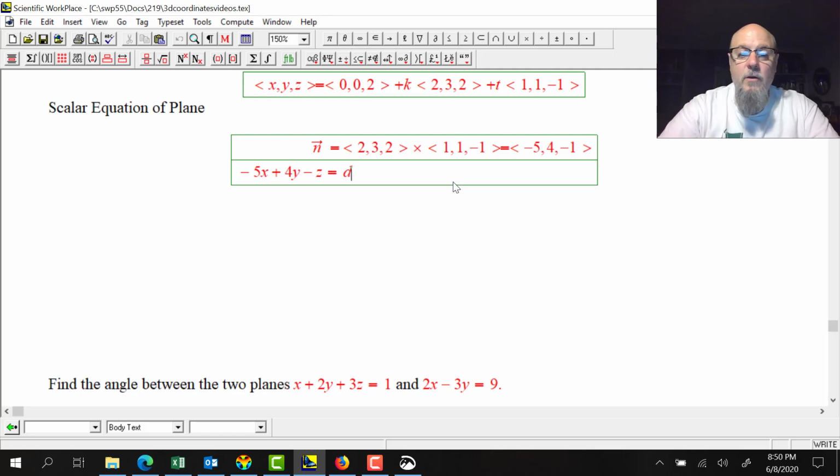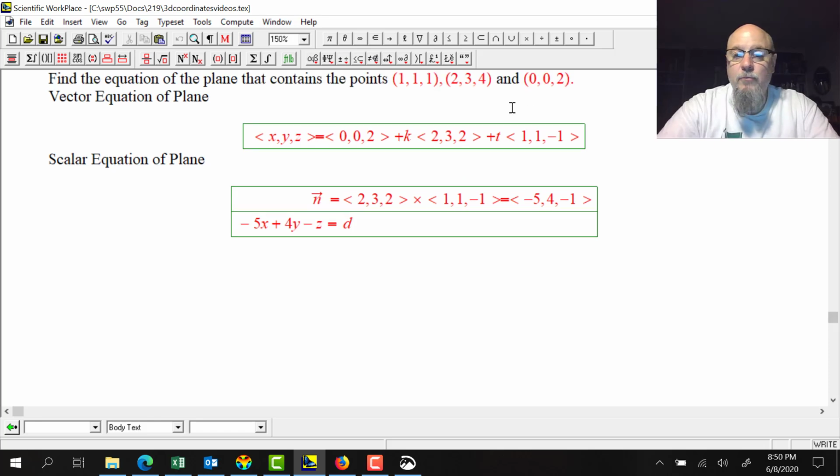Now I just need to figure out what the value of d is. I pick any point that's on the plane and sub it in for the x, y, z to figure out what d is. I had 3 points. Any one of those points will give me the same d value. So I'm going to choose this one because it's just easier to plug in.